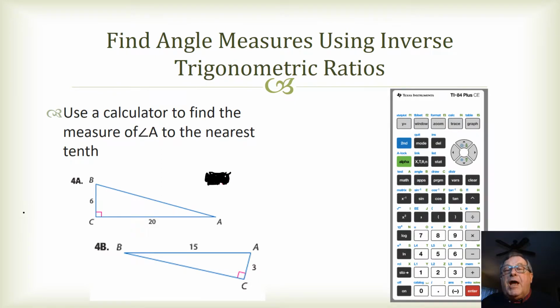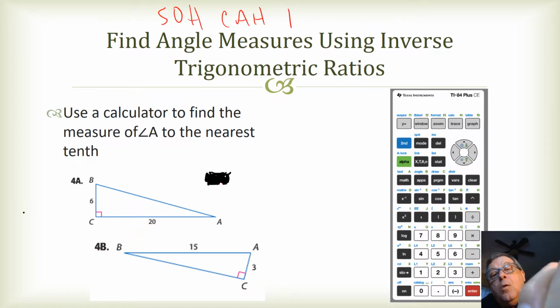Let's now look at inverse trigonometric ratios. And since we're still talking about trigonometric ratios, I'm going to start doing the same thing. I'm going to write SOH CAH TOA at the top of my page. Sine is opposite over hypotenuse. Cosine is adjacent over hypotenuse. Tangent is opposite over adjacent.